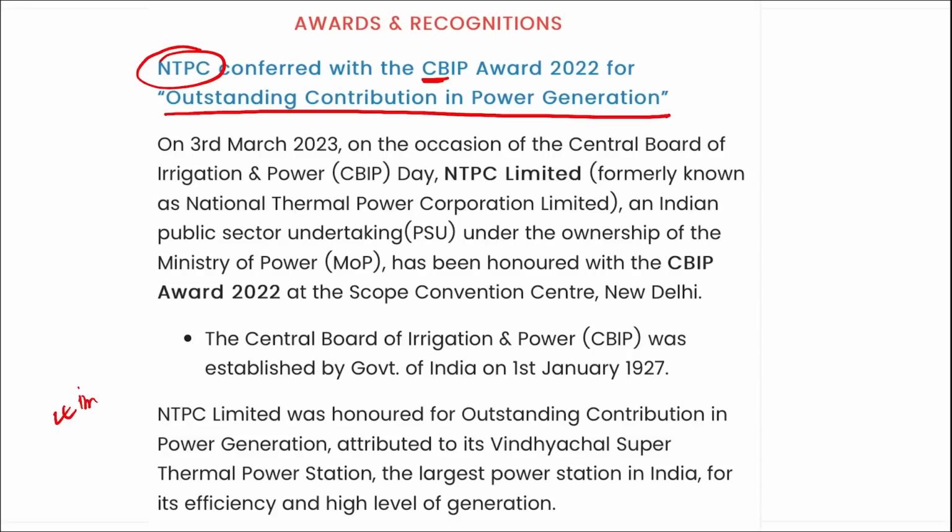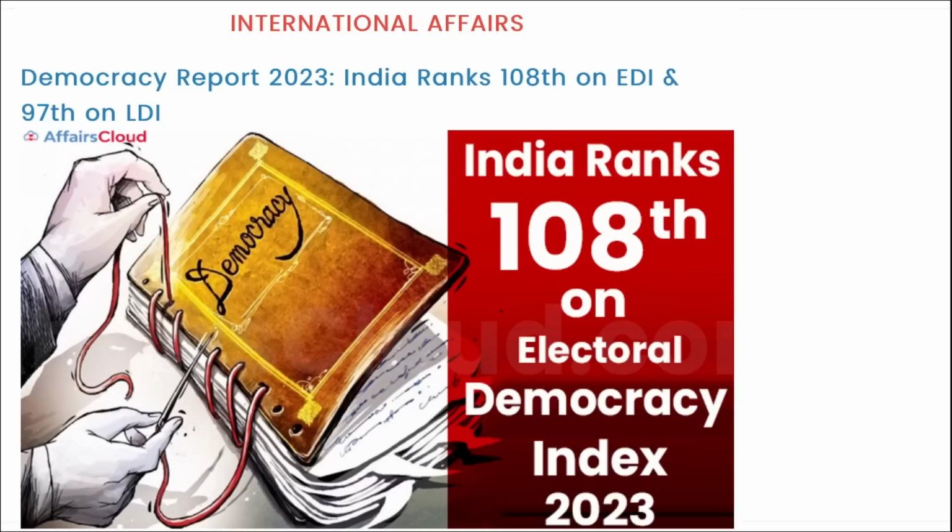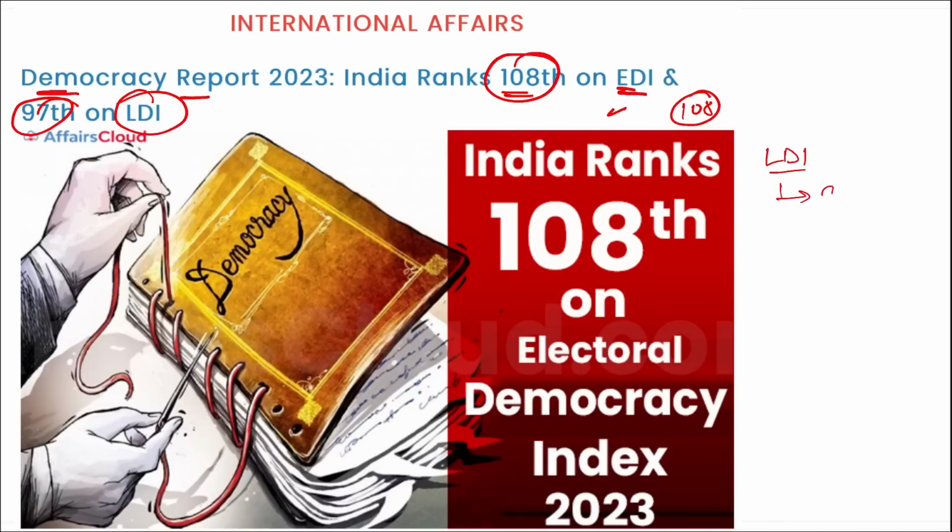All right, important. Next is your democracy report. India ranked 108th on the electoral democracy index and 97th on the liberal democracy index. So on the electoral democracy index, the rank of India was 108, and on the liberal democracy index, the rank of India was 97th.